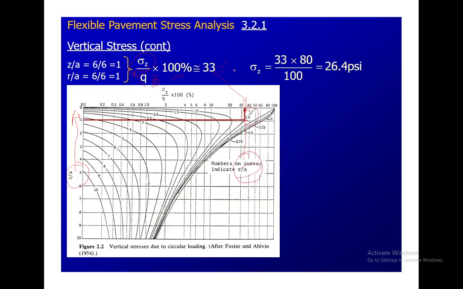So from that Foster and Ahlvin method, when we determine the value, we put it in our model, which is sigma Z equal to the value 33 determined from our graph, multiplied by 80, which is the pressure already given in psi, and divided by 100. We get 26.4 psi. That means that at depth Z and radial horizontal distance A, the vertical stress level is almost 27 psi.